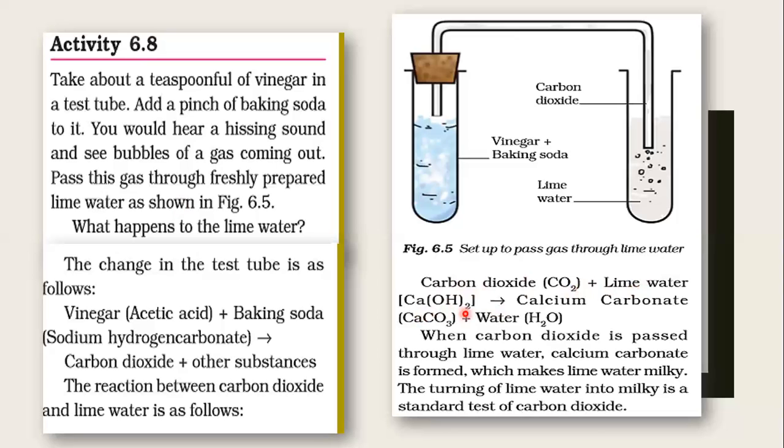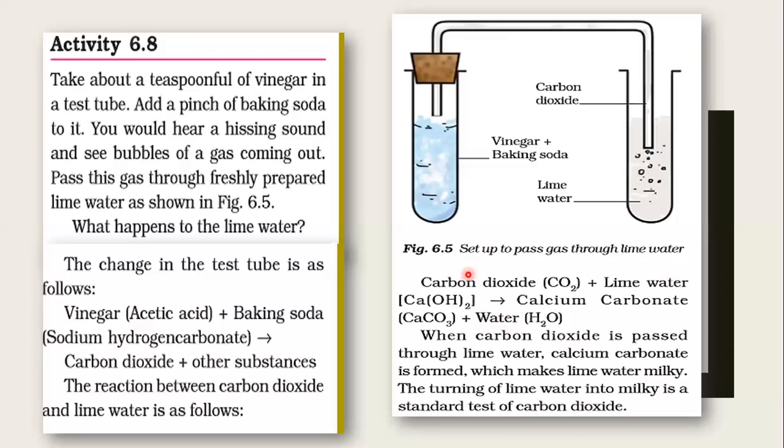Ca(OH)2 is calcium hydroxide. Here a new compound called calcium carbonate is formed. The calcium carbonate formula is CaCO3. Most of this molecular formula I had given in the video I sent on Tuesday. And along with that, water is also formed. So what is the reaction here?